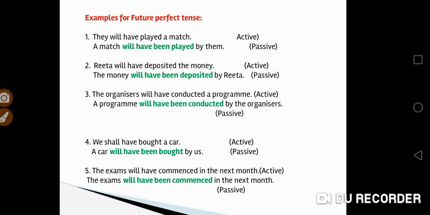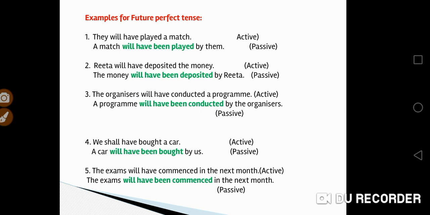Examples on future perfect tense. They will have played a match. A match will have been played by them. Rita will have deposited the money. The money will have been deposited by Rita. The organizers will have conducted a program. A program will have been conducted by the organizers.